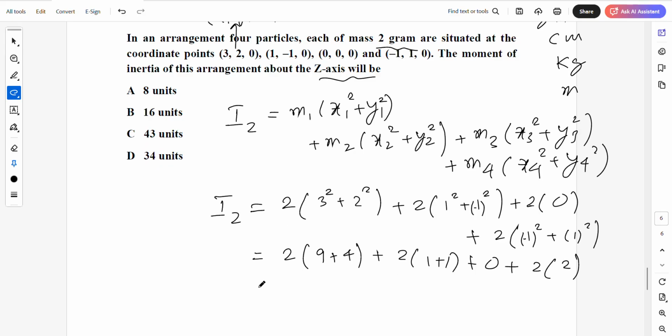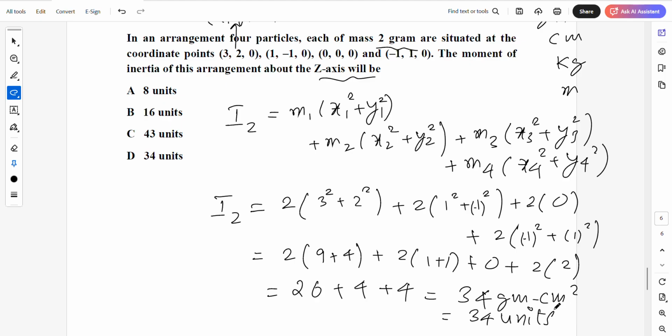That is equal to, how much are we getting? 26 plus 4 plus 4. So 8 plus 26 is 34. Okay, 34. You can write gram centimeter square, or in general they have given 34 units. In general we do not know whether it is given in centimeter or meters. Therefore, in general, write 34 units is the right answer.